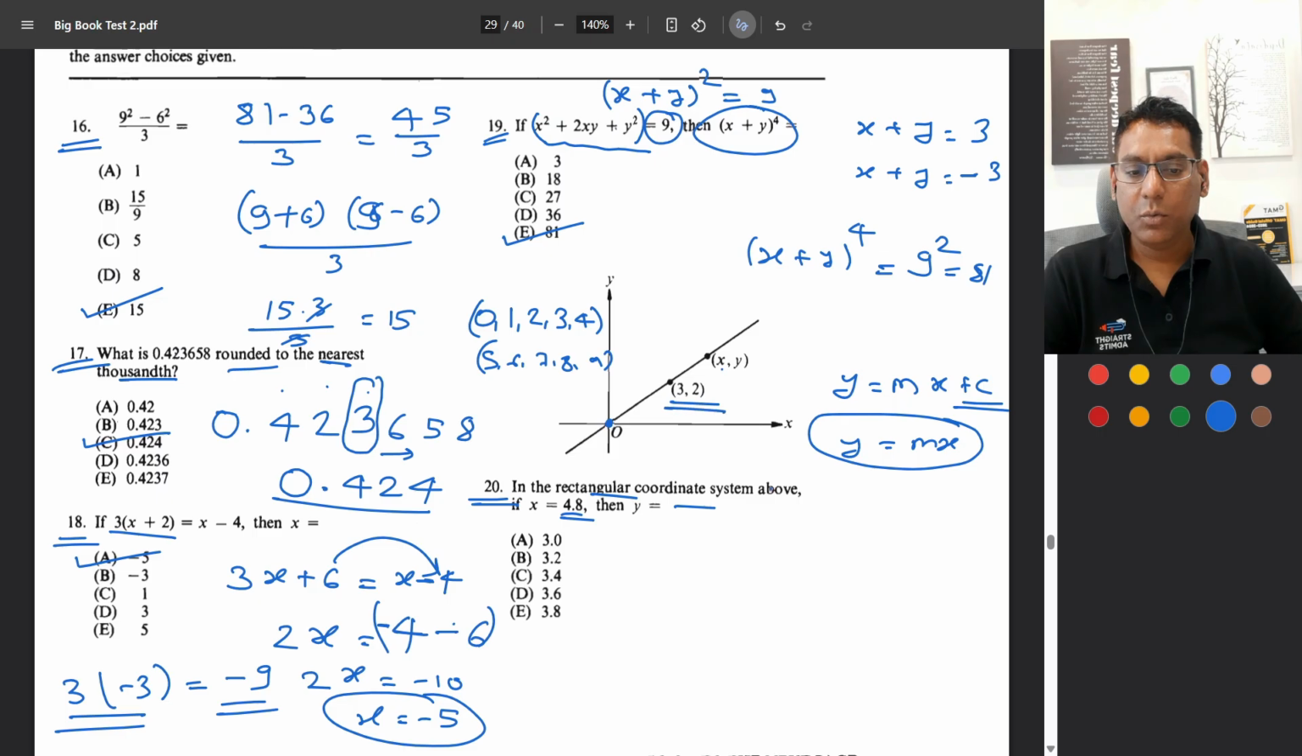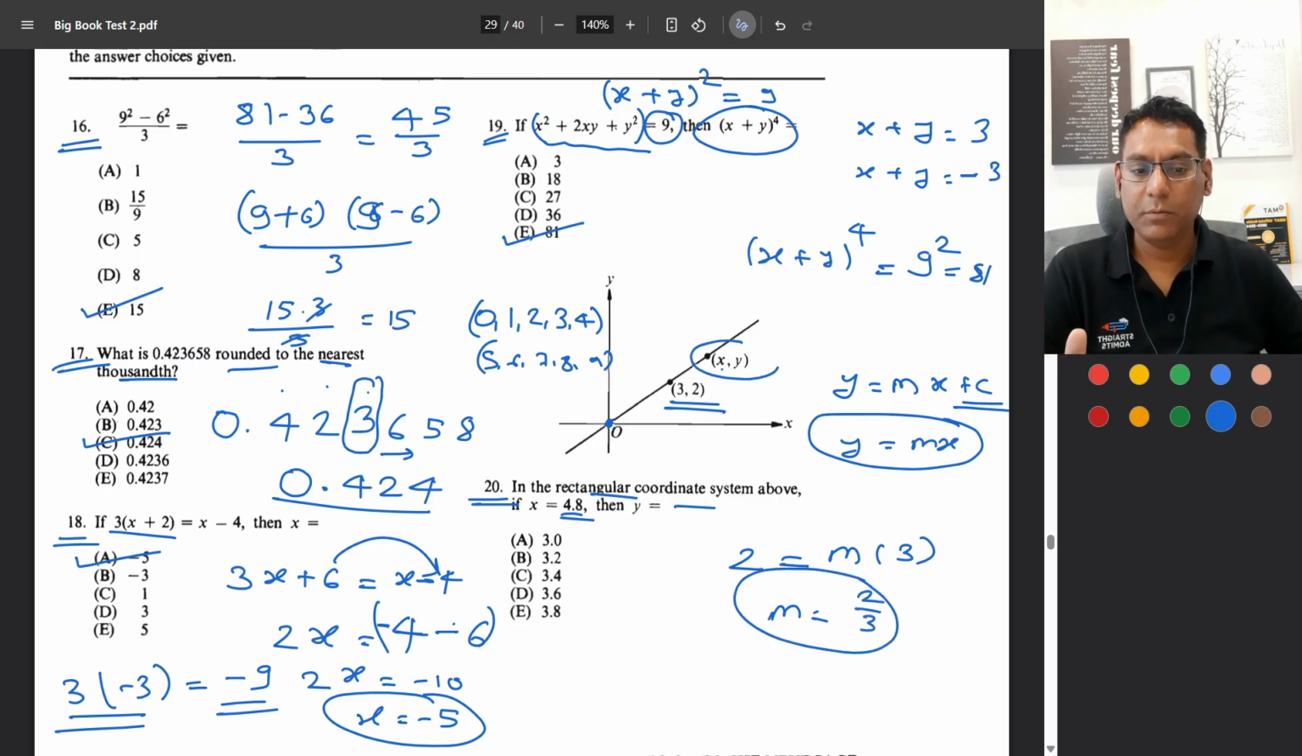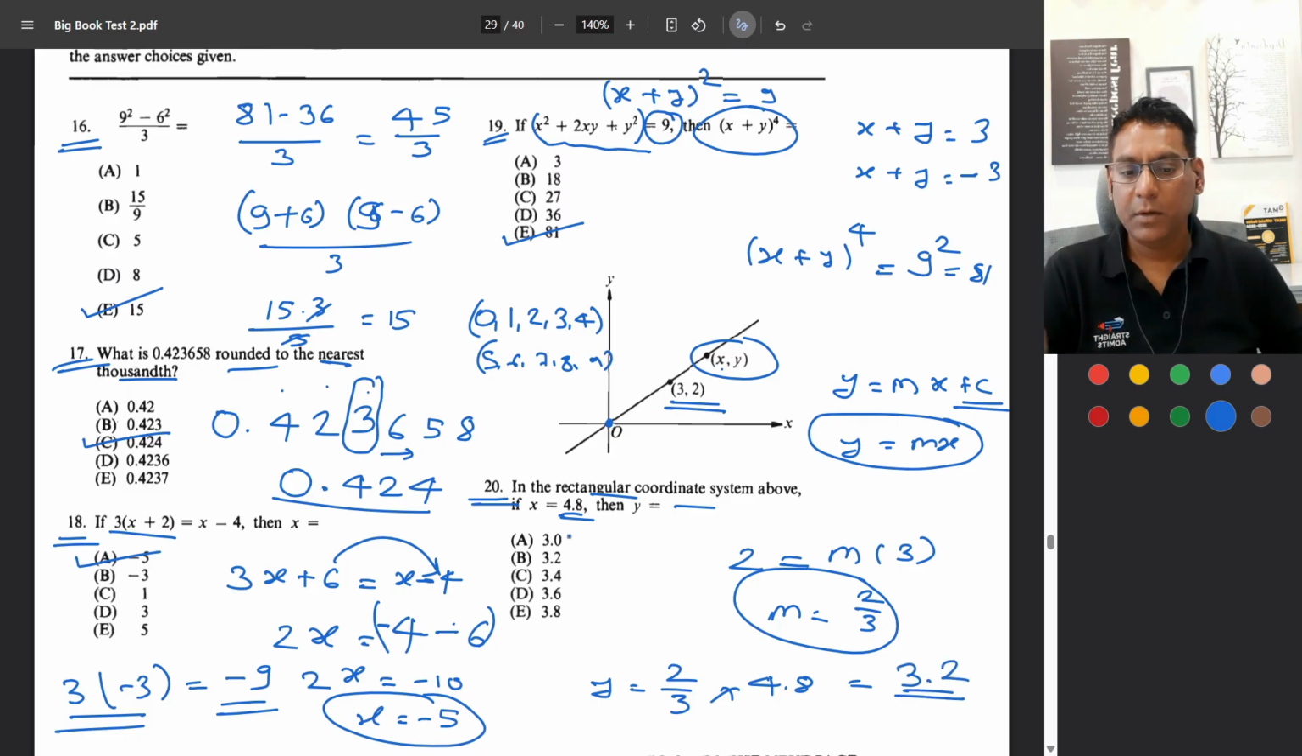So let's find out, if I put y is equal to mx, what do I get here? 2 is equal to m times 3. So the value of m is 2 by 3. Correct? Now I'll put that in this formula. So here I get y is equal to mx plus c. What is m? 2 by 3. What is x? 4.8. So 2/3 of 4.8, 2/3 of 48 is 32, so 2/3 of 4.8 is going to be 3.2. The answer here is going to be answer choice B.